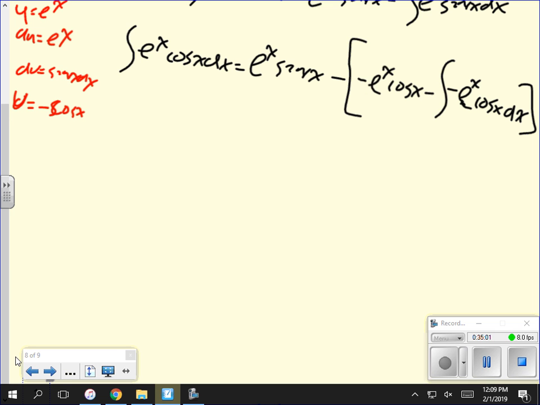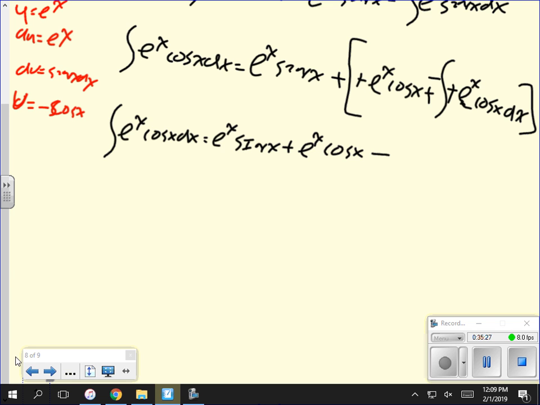Get rid of the brackets, distribute the negatives, combine up all that stuff. So I now have the integral of e to the x cosine x dx equals e to the x sine x. Those two make a positive. Take the negative, distribute, that becomes positive, that becomes minus again. So I get plus e to the x cosine x minus the integral e to the x cosine x dx.